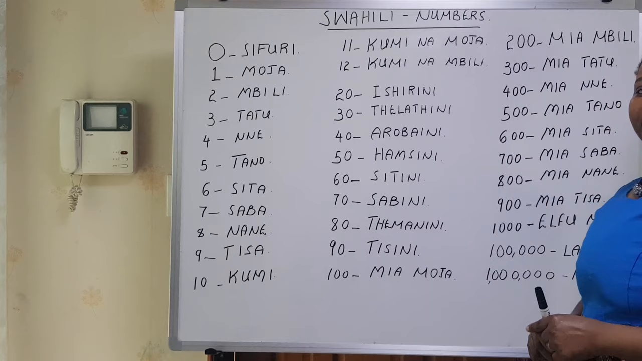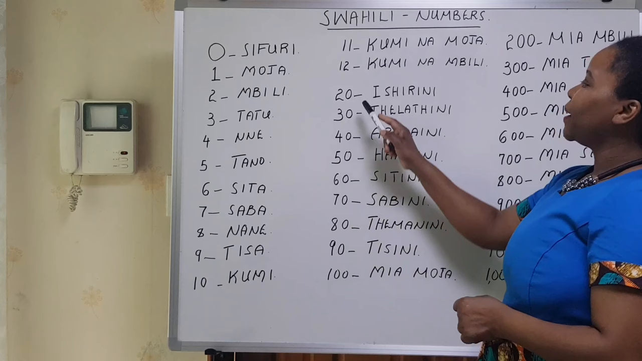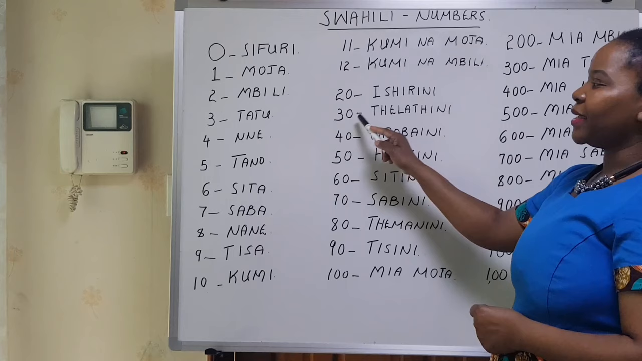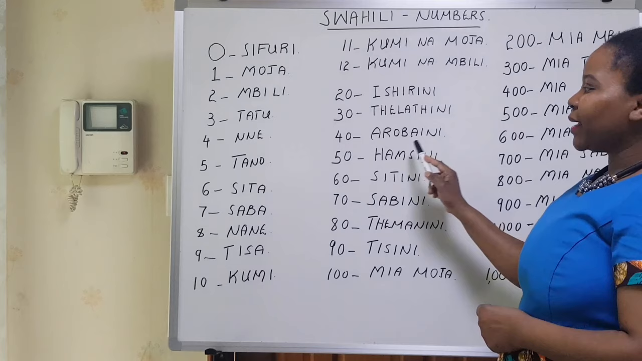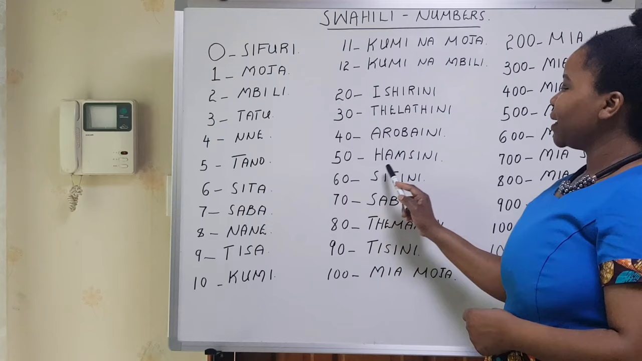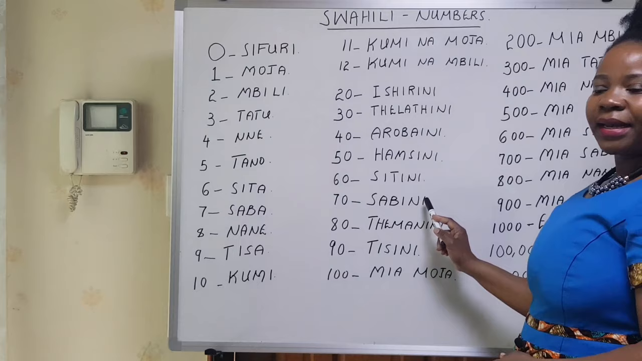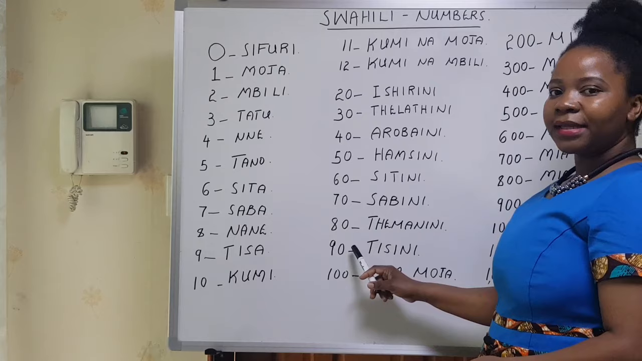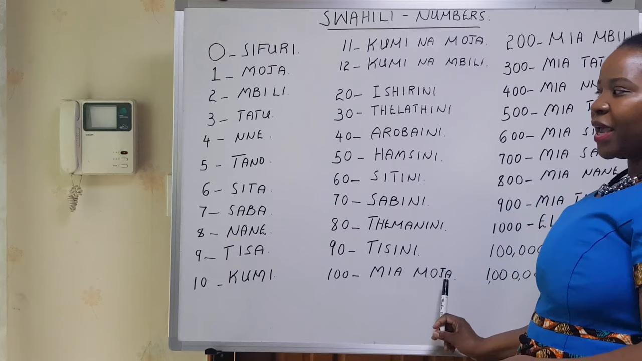Let's repeat again. 20, ishirini. 30, thelathini. 40, arobaini. 50, hamsini. 60, sitini. 70, sabini. 80, themanini. 90, tisini. 100, mia moja.